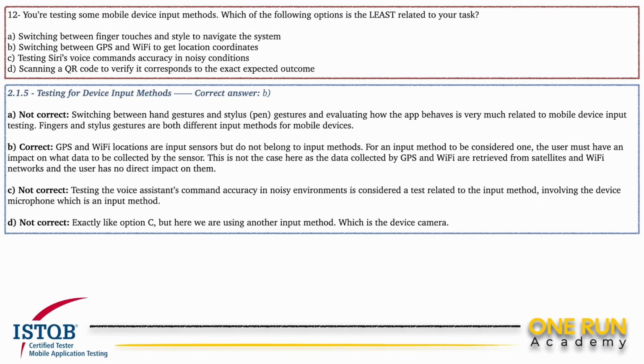Now, option B states that switching between GPS and Wi-Fi to get location coordinates is a test related to the mobile device input method. Well, I don't think so. While GPS and Wi-Fi are both used to determine location, they do not qualify as input methods in the context we are discussing. Input methods involve the user directly providing input to the device, like touch or voice. Here, the location data is passively retrieved from satellites or Wi-Fi networks without direct user interaction. Thus, option B is the least related to testing input methods.